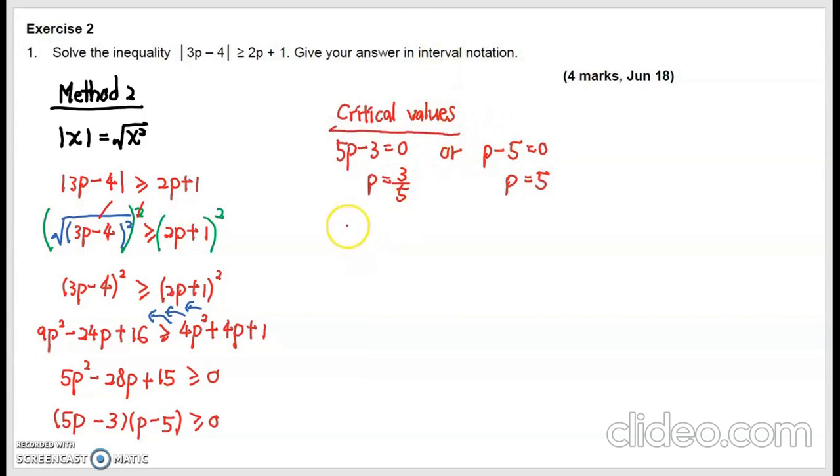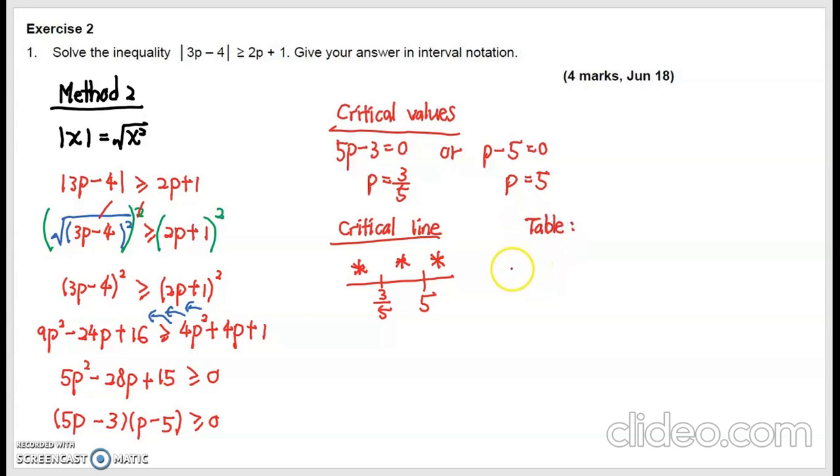Next is the critical line. The purpose of the critical line is to determine how many intervals we need. So now we have two values. One is 3 over 5, another one is 5. So we need 3 intervals. So next, we will construct the table.